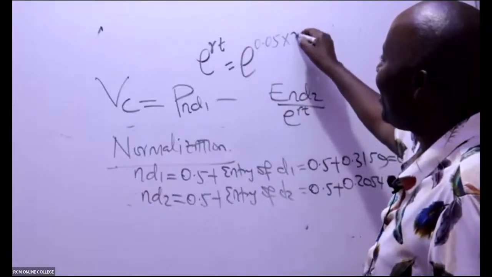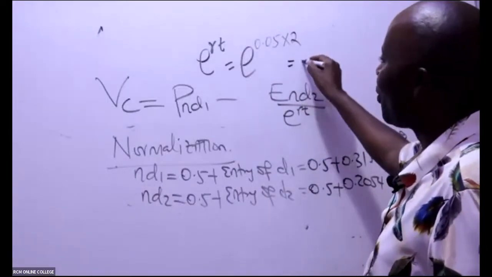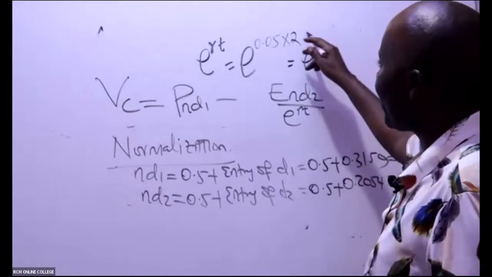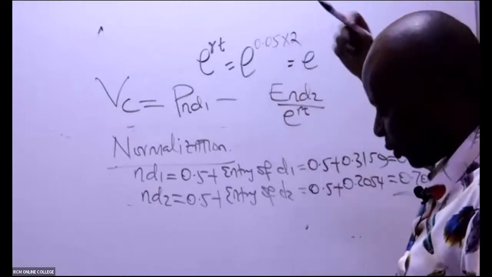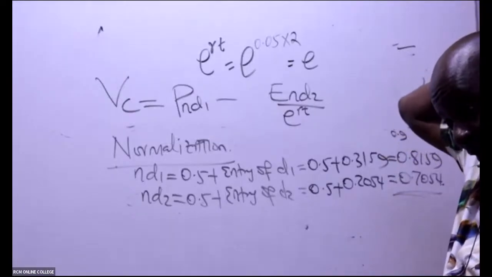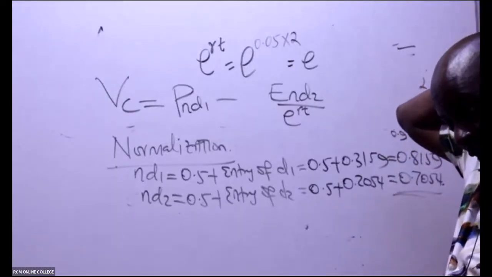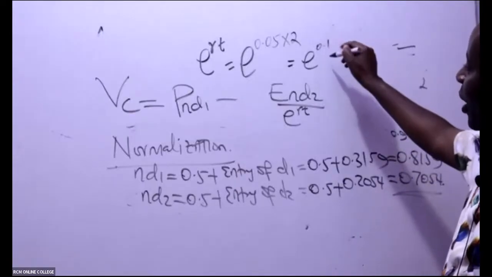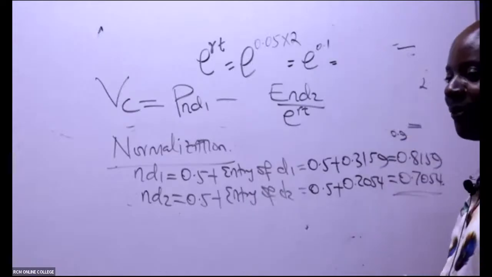0.05 times t, t is 2 years. So this will be e raised to what here? Somebody please. What is 0.05 times 2? We don't want to guess things. We are now tired. Is it 0.1? 0.1. So are you able to do this in your calculator?